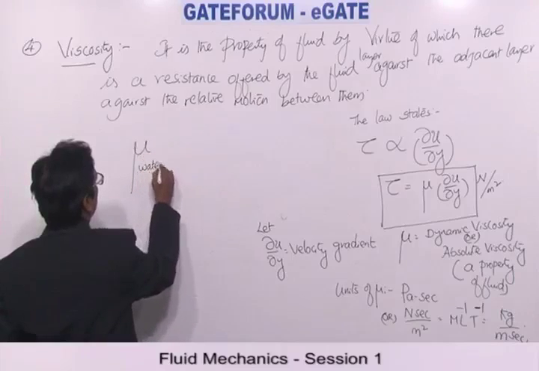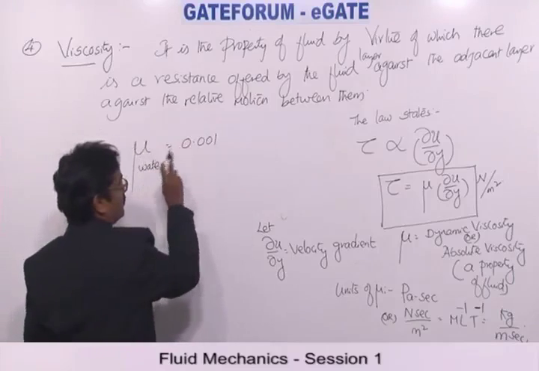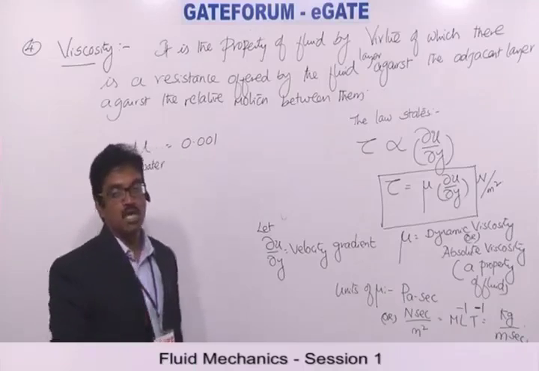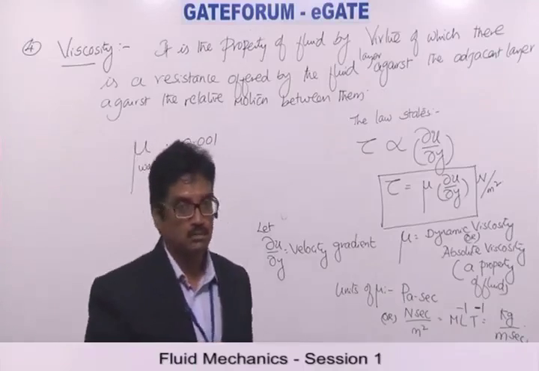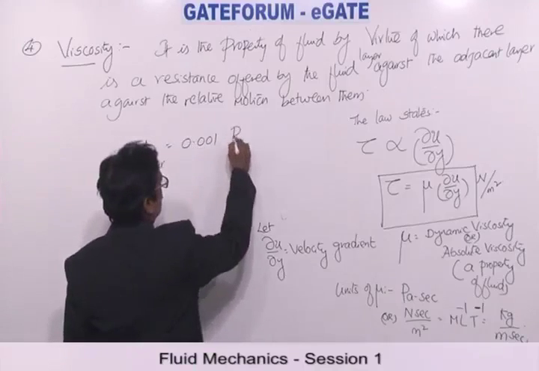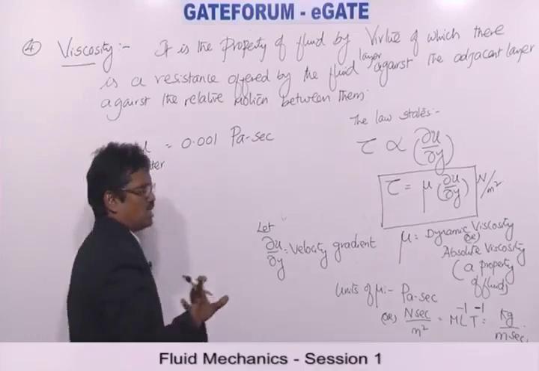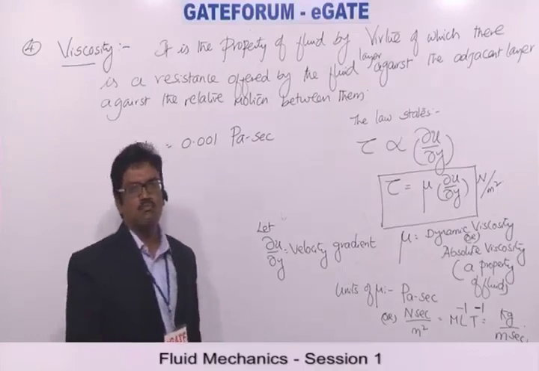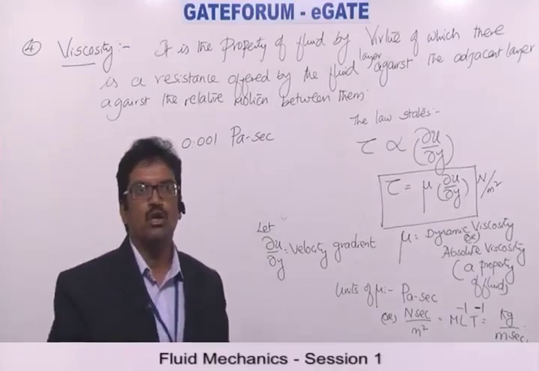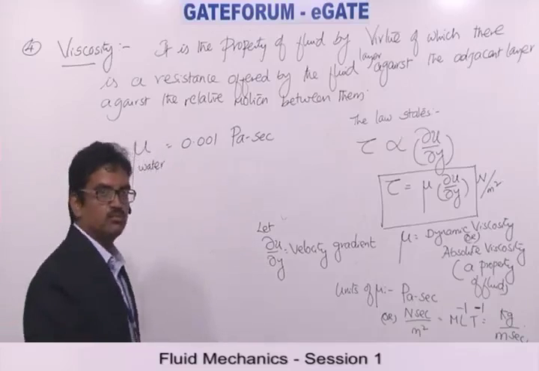Mu of water is 0.001 approximately. It is not a constant. Please notice that the dynamic viscosity changes with the temperature. As temperature changes, dynamic viscosity also changes. This is the mu of the water at simple normal atmospheric conditions. Pressure is 1 atmosphere and temperature is around 25 degrees Celsius. This is the viscosity value.